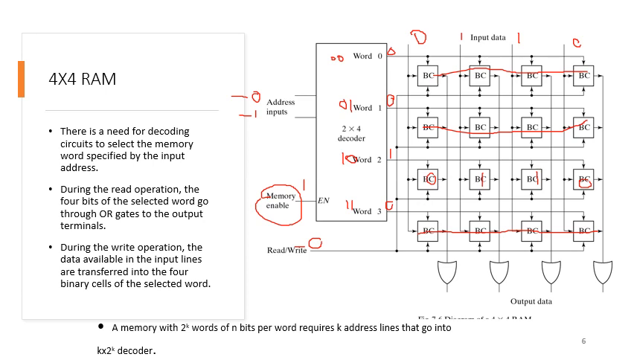So if a memory has 2 raised to power k words of n bits per word, how many address lines are required? That is basically k address lines. And what would be the size of the decoder in that particular case? That would be a k to 2 raised to power k line decoder. And how many basic cells will be required? That is dependent upon the total number of bits that can be stored in that particular memory. So I hope the concept of designing a 4x4 static RAM is now clear.